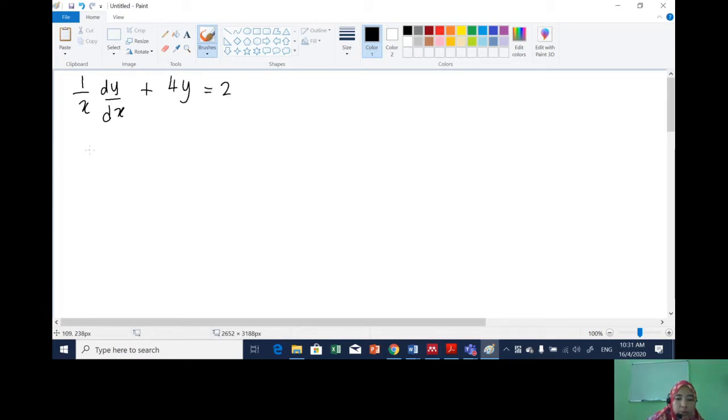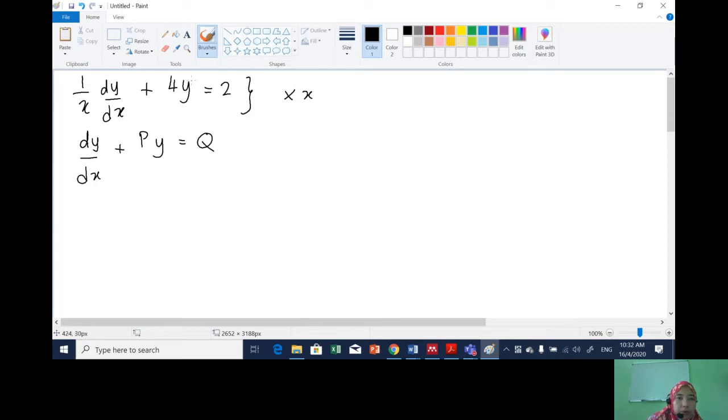Remember that we are supposed to write it into dy over dx plus py equal to q. This is the original equation, but it's not in this form, so we have to modify it. This part must become 1 dy dx. To make it 1, it must be multiplied with x, correct? So everything on the left hand side and also the right hand side must be multiplied by x.